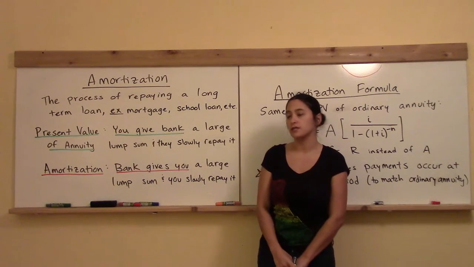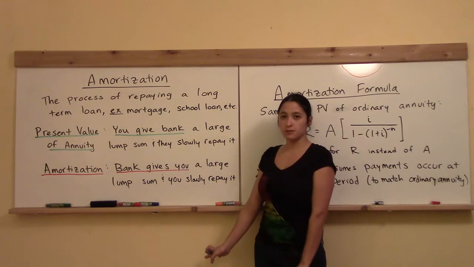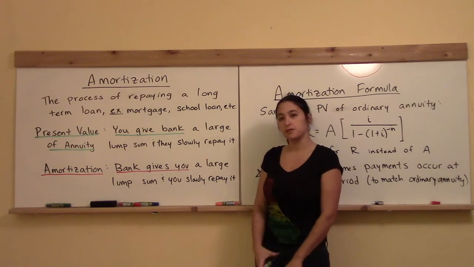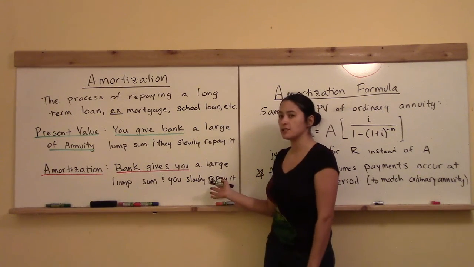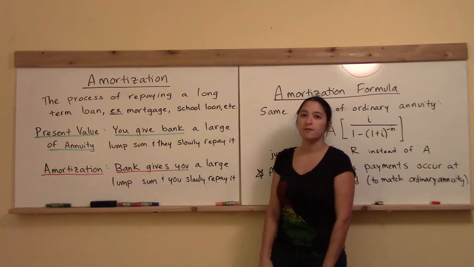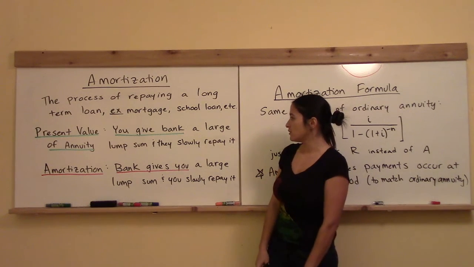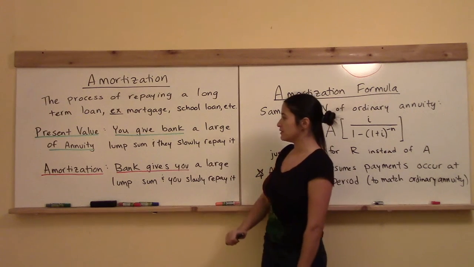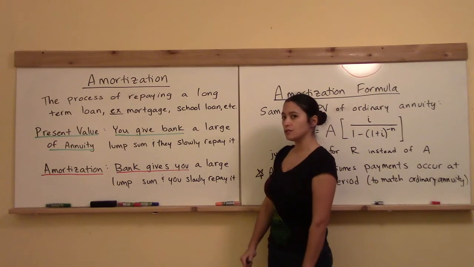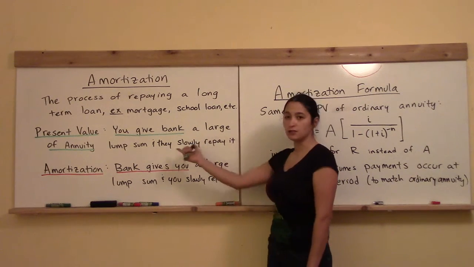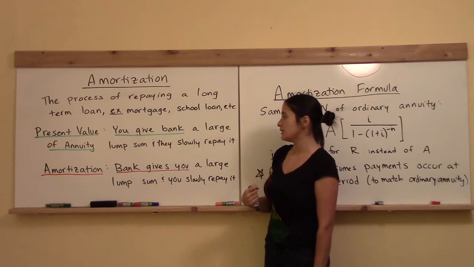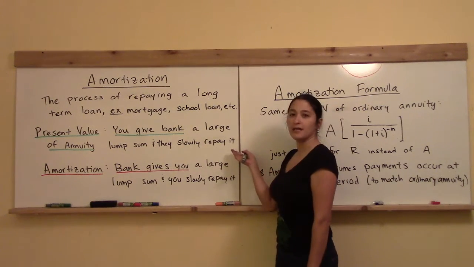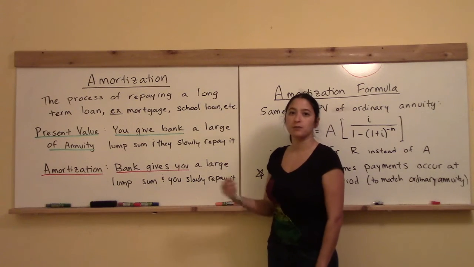called amortization. Hopefully you've watched the video on the present value of annuities, which precedes this video, because amortization is actually just one application of the present value of annuities. So let's look back at what the present value of an annuity is. That's a situation where you give the bank a large lump sum of money, that's the present value with which you purchase the annuity, and then they slowly repay it to you by giving you little bits of payments.